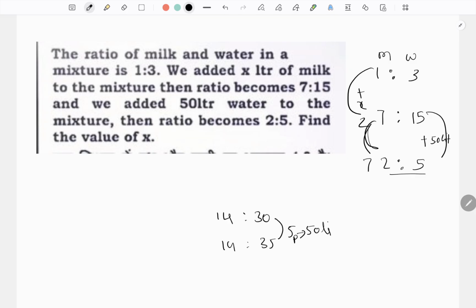Then previously we added X liters of milk, but there should not be a change in water. But see, before it is 3 to 15, but now it is 3 to 30. Did you notice that? So 3 becoming 30 means we need to multiply by 10. Okay. So 5 parts is 50 and here how much increased? 4 parts. If 5 parts is 50, 4 parts will be 40 liters. So X is equal to 40 liters.